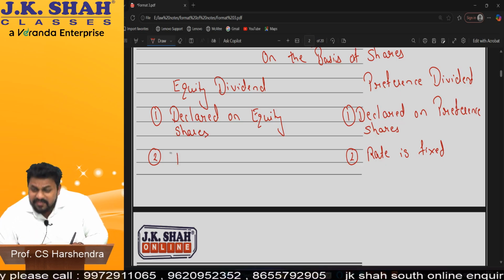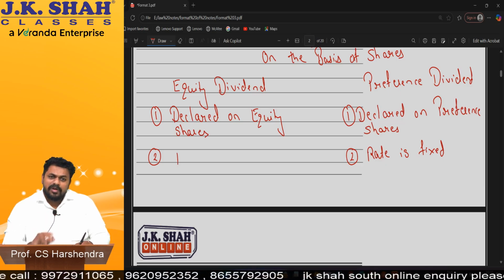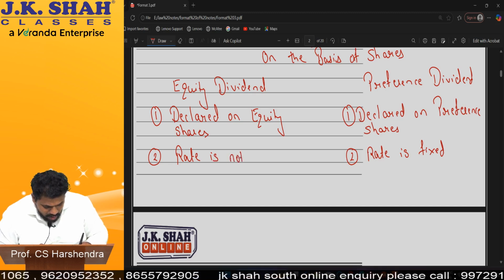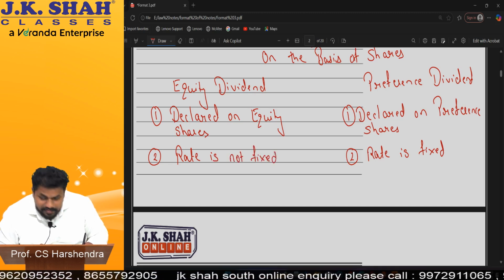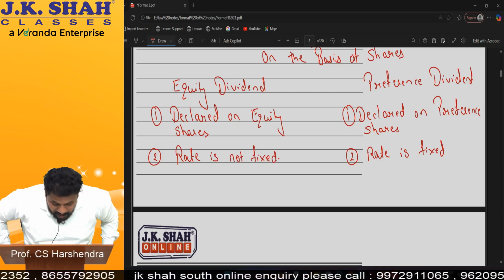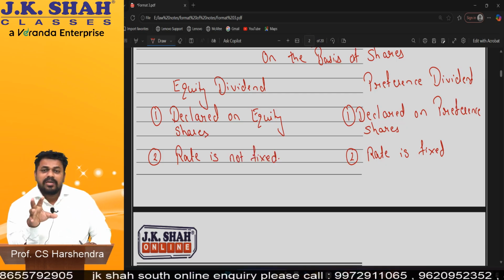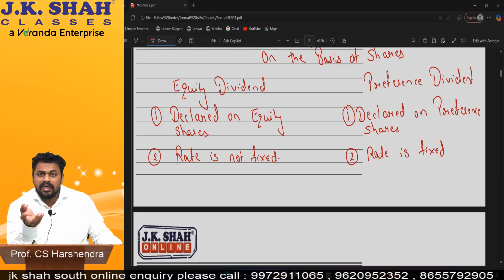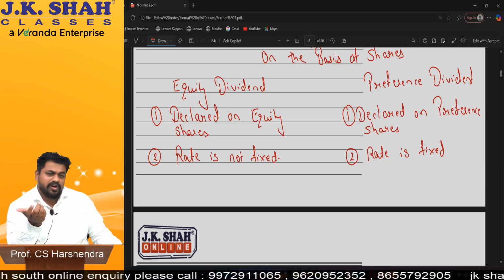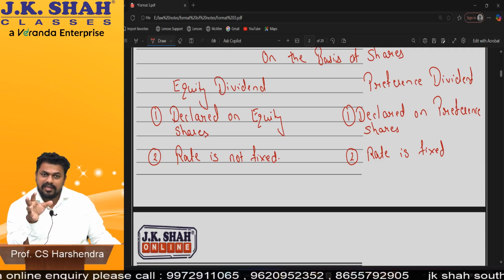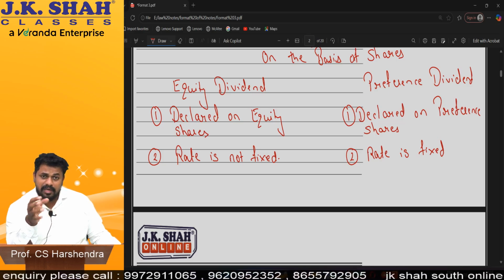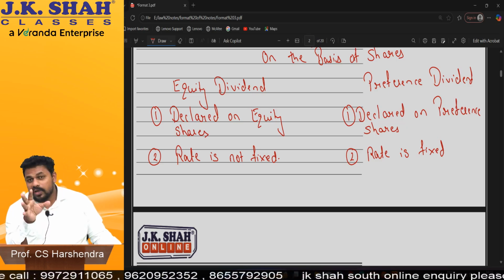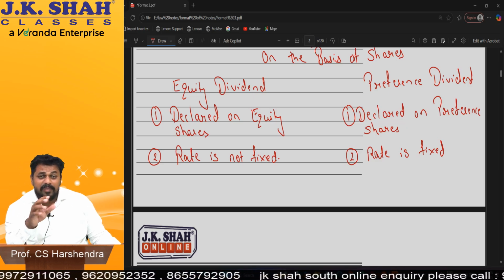Equity dividend, beta, rate is fixed or it is not fixed? Not. It depends upon management. Rate is not. Okay. See, Ajay, so tell me, will it be like more the profit, more the dividend, and less the profit, less the dividend, no profit, no dividend? Is it correct? More profit, more dividend, less profit, less dividend, no profit, no dividend. No, it is not correct. It can be anything. Management can decide anything.